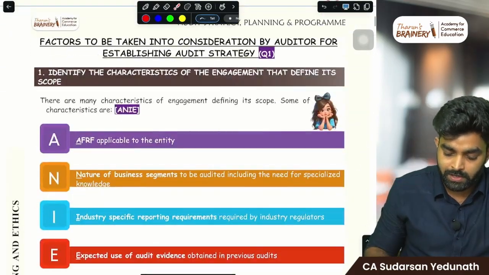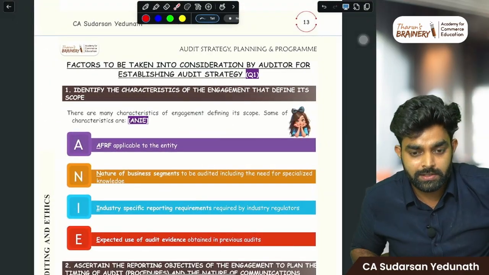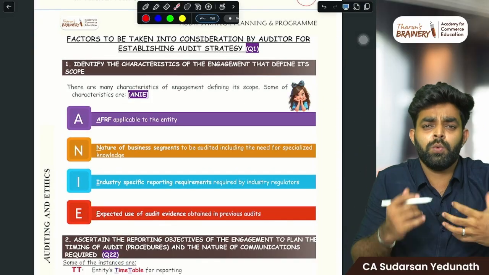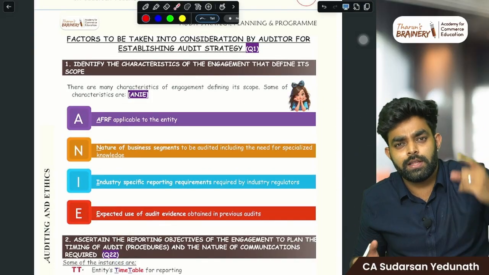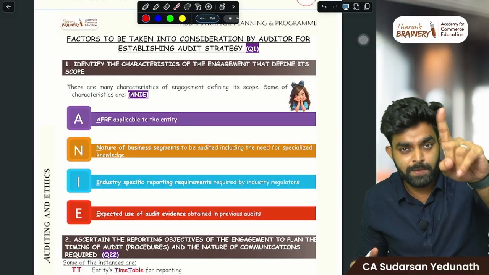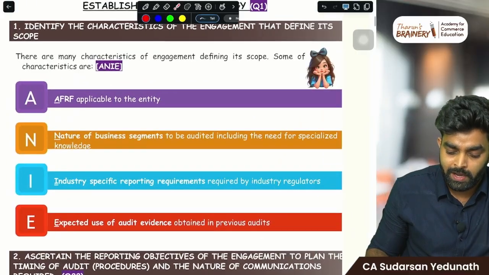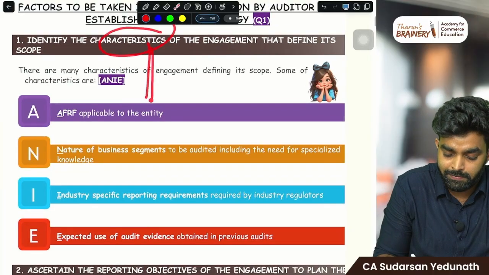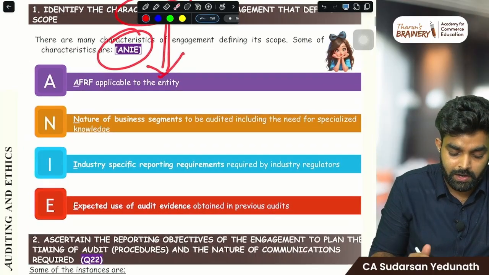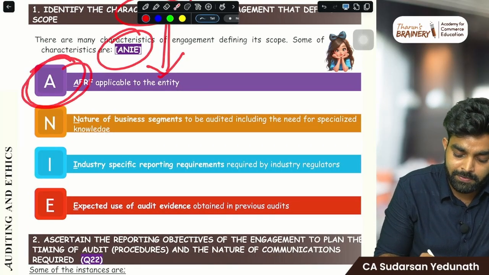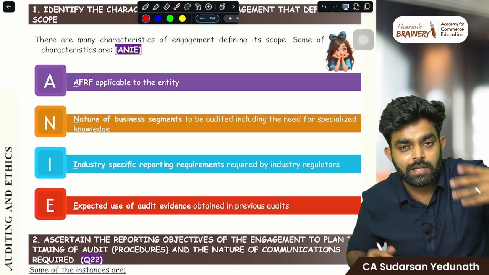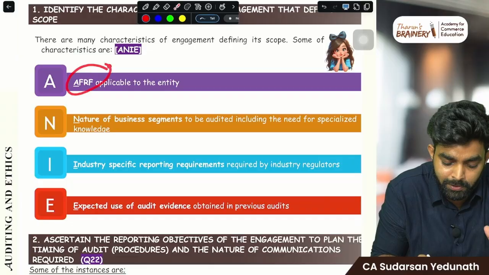Got it? Then, what are the factors to be taken into consideration by the auditor for establishing the audit strategy? You want to establish an audit strategy. What are the things you need to consider as an auditor? First, identify the characteristics of the engagement. What are the characteristics of the engagement? Identify these characteristics, i.e., what is the applicable financial reporting framework to the entity? Like Ind AS, Schedule 3. Identify that first.